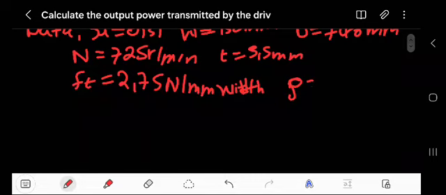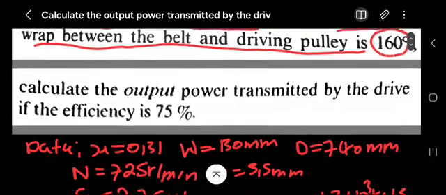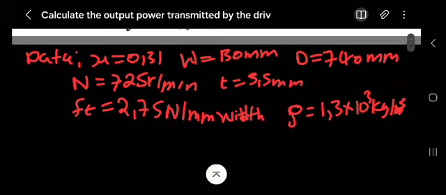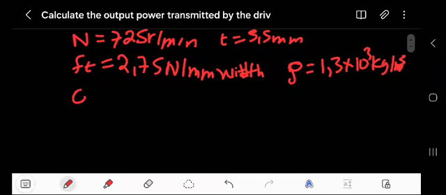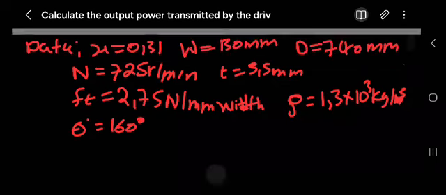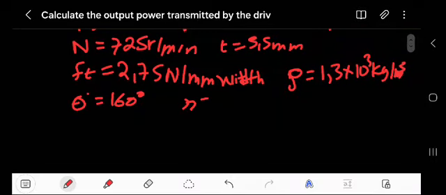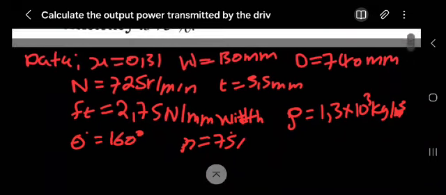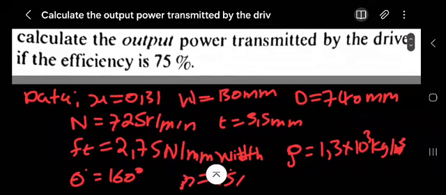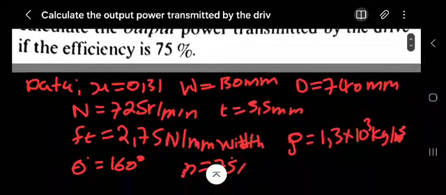What else? The angle of wrap is 160. Now we've been given the efficiency, which is 75%. Now we can calculate the output power transmitted by the drive with this efficiency.